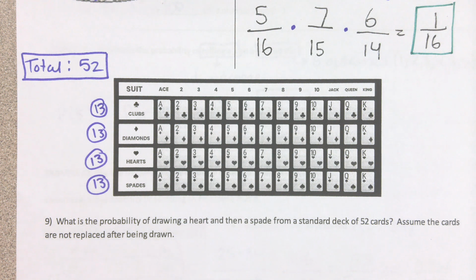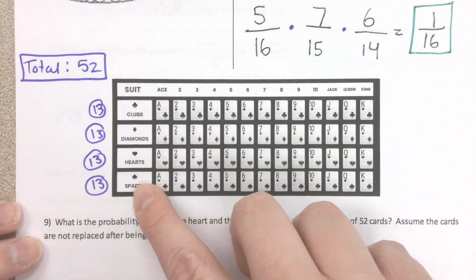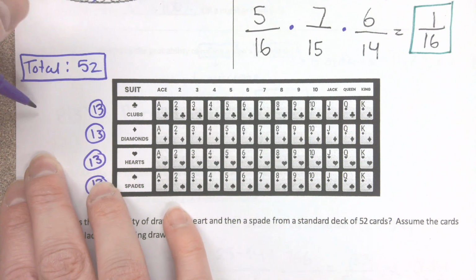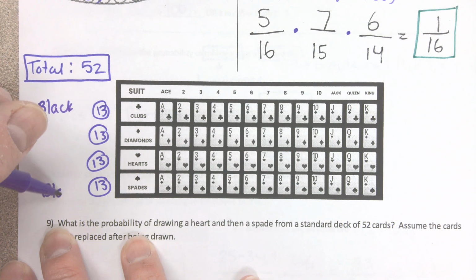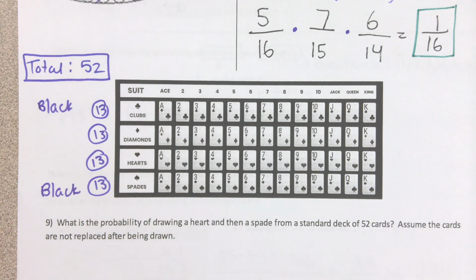Additionally, there are colors involved here. Most of you are aware that there's 2 colors in a deck of cards. There are black and red. Clubs and spades, the top and bottom suits here, those are your black cards. And the middle 2, diamonds and hearts, those are red.